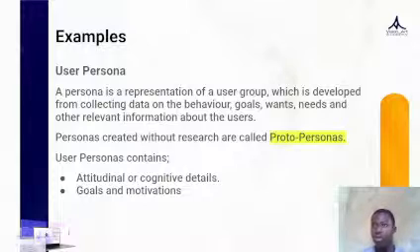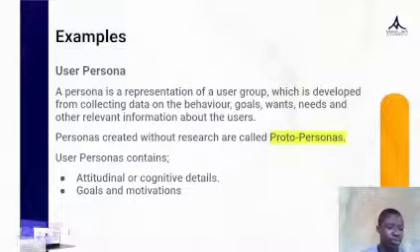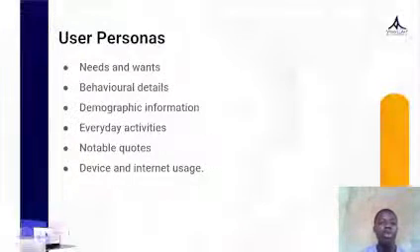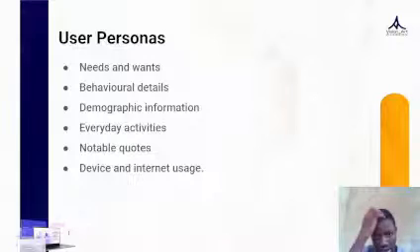Okay, so a user persona contains things like your attitudinal or cognitive details, the attitudes of these people, and the goals and motivations. Goals in relation to your research, in relation to what you want to do, not just their goals. So their goals of using this particular product, that's what we're talking about, and motivations.